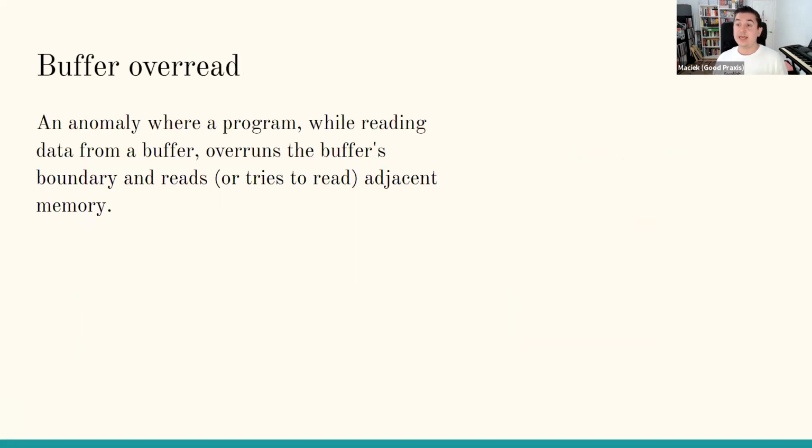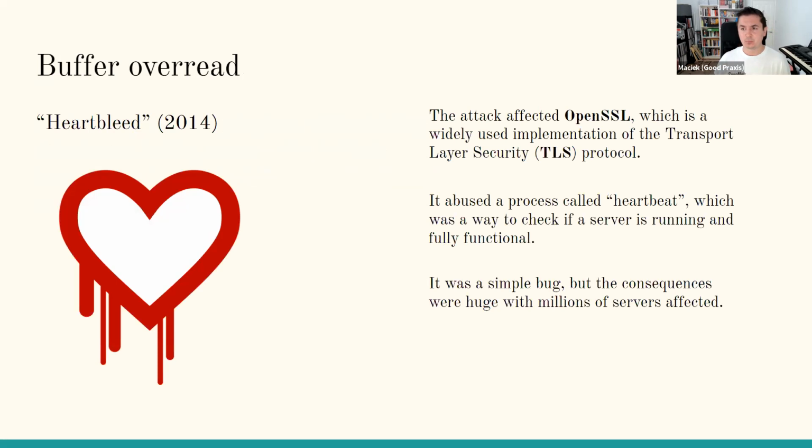So moving on, we have the opposite of a buffer overflow, which is a buffer overread. That's an anomaly where a program, while reading data from a buffer, overruns the buffer's boundary and reads, or tries to read, adjacent memory. So, the opposite of the previous problem, basically the program reads a bit more memory than it was supposed to, and that achieves a different sort of effect than what was intended.